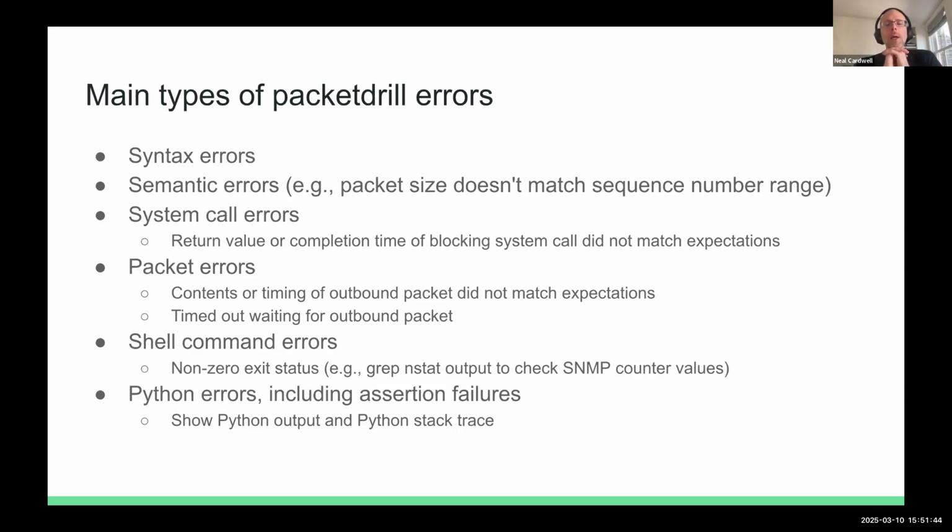For example, if you want to check SNMP counters, you can just do a grep to pull out the nstat counters and then verify that they're the value you want, and make sure that the bash command fails if it's not what you wanted, and then that can help you validate the SNMP counter values. Similarly, the Python scripts can fail if there's an assertion failure or something like that, in which case Packetdrill will show you the Python stack trace and show you exactly where things failed.